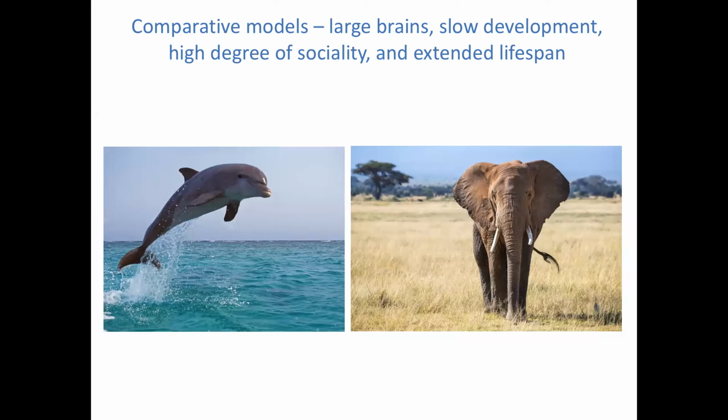And Paul's talk earlier referenced other large brain species, and I think that comparative context is really important to recognize. Humans are not the only ones that have large brains, relatively slow development, a high degree of sociality, and an extended lifespan. Really wonderful examples include, of course, odontocetes and elephants, and researchers like Paul and others are working to understand their neurobiology even better.